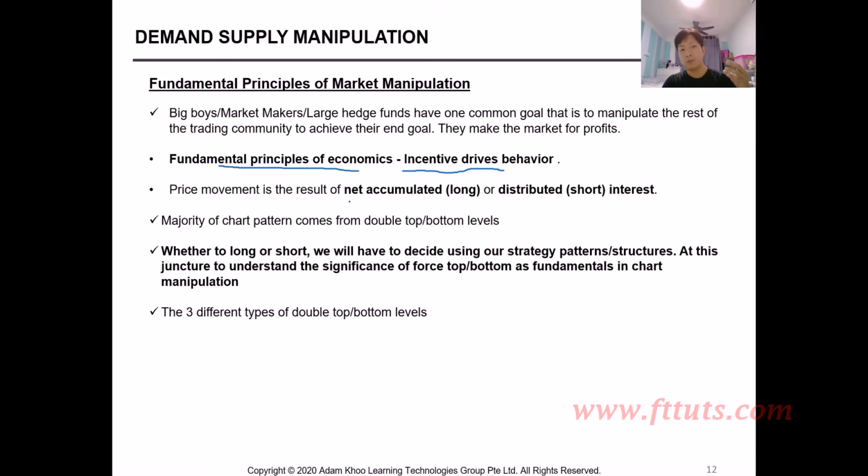So if the market makers have accumulated long, that means they have long positions, and for example, if you are long the positions, you will want the prices to go up. Am I right to say that? And if you are short the position, you would definitely want the price to come down. So identifying the interest of the market makers is of utmost importance.